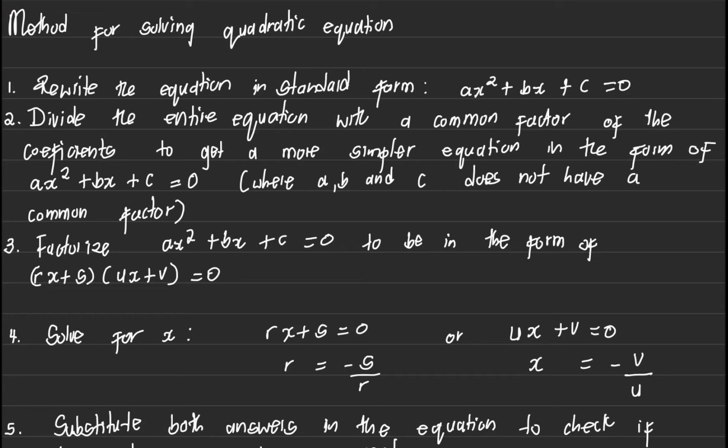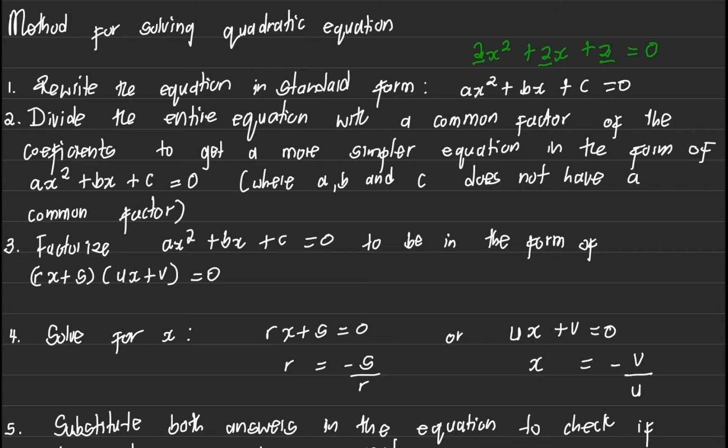The second thing that you should do is to divide the equation, all the terms in the equation, by a common factor. For example, if you have 2x squared plus 2x plus 2 is equal to 0, the common factor for this equation is 2. So you have 2 here, 2 here, and 2 here.